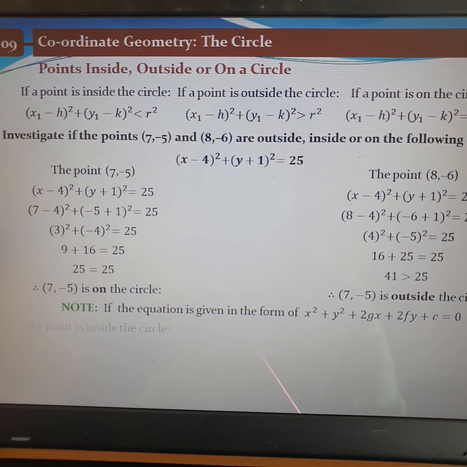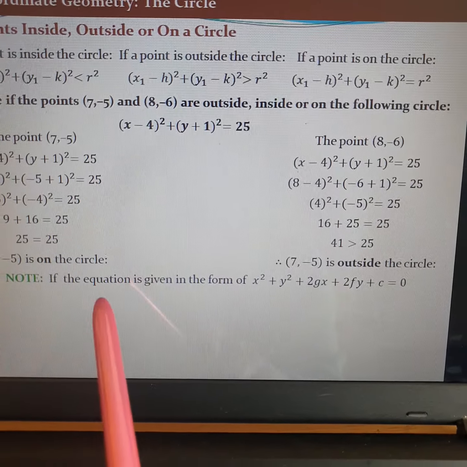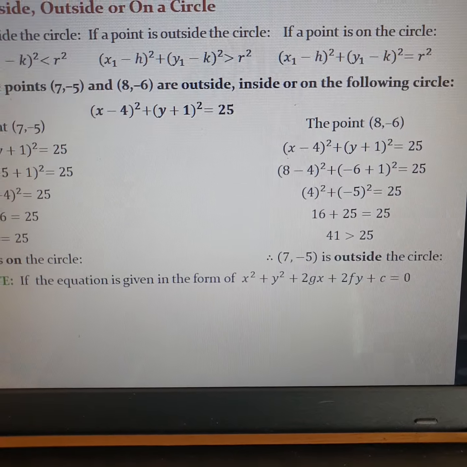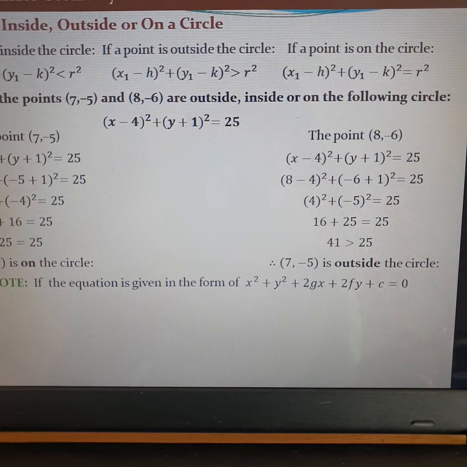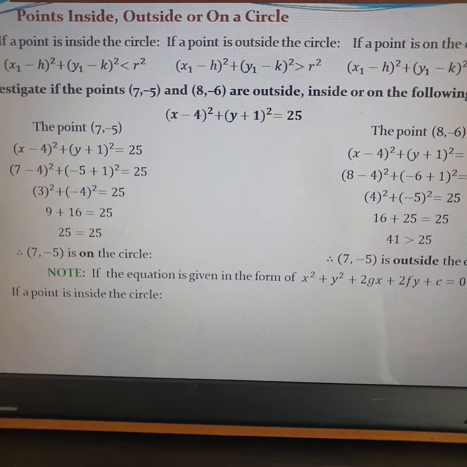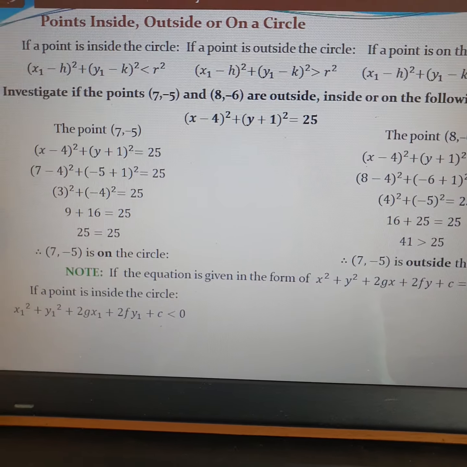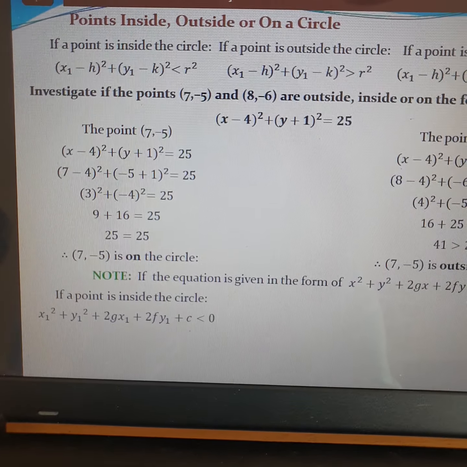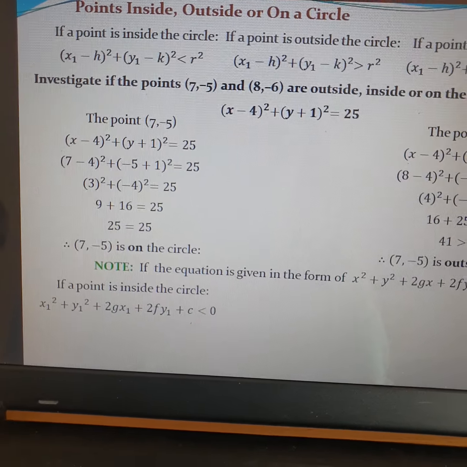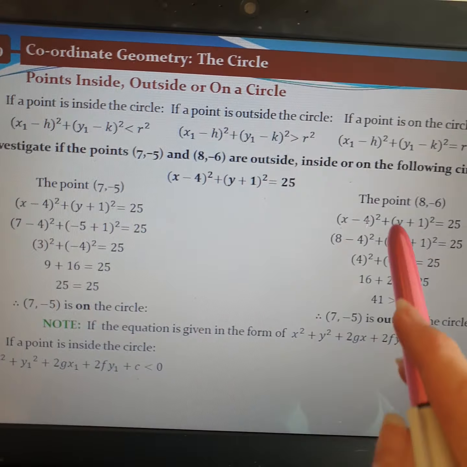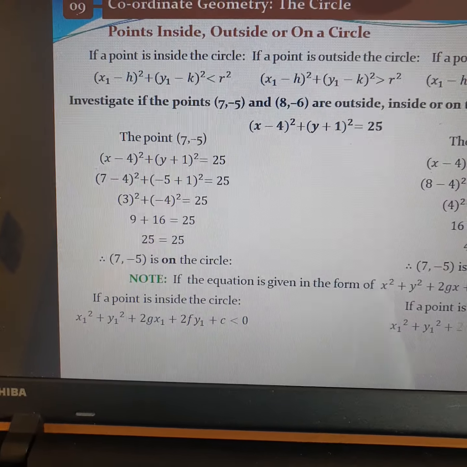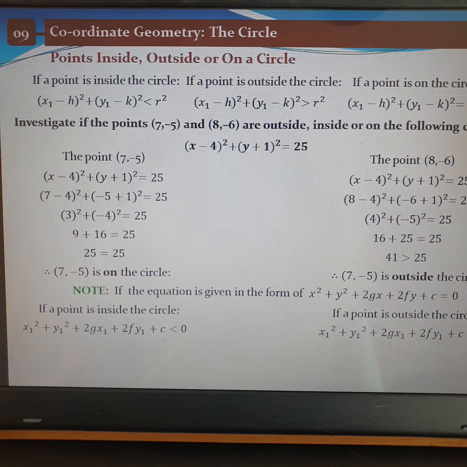Okay, so note, as it says here, if our equation of the circle is in second degree form, which is x squared plus y squared plus 2gx plus 2fy plus c is equal to 0, and a point is inside the circle, so this is also important to take down, then x1 squared plus y1 squared plus 2g x1 plus 2f y1 plus c, taking the x and y coordinates, maybe 7 and minus 5 and 8 or minus 6, is less than 0 if it's inside the circle.